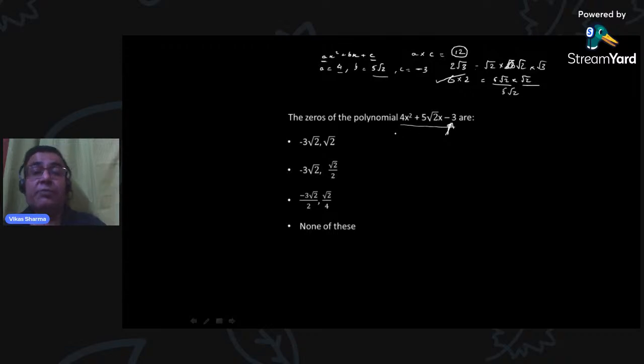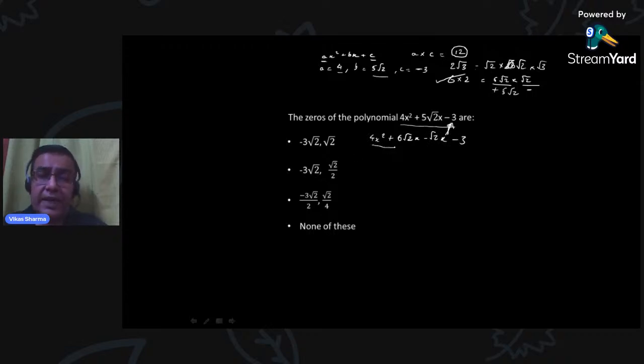So let's do the middle term splitting method and find out what the roots of the polynomial are. So 5 root 2x can be written as, since it's a positive 5 root 2x, that means the 6 root 2 has to be positive and the root 2 has to be negative. So we'll split it into 2. So we get 6 root 2x minus root 2x minus 3.